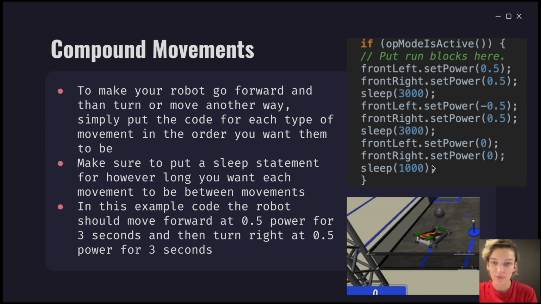And if you ever are not sure, just test it out. Have one side go positive, one side go negative. If it turns the way you want, great. If it doesn't turn the way you want, mix it up, change the values, and then it'll work. And finally here, we're stopping and just waiting a second, just having the robot stand still here because both powers are at 0. So as you can see here, these make it go forward, this makes it turn, and here it stops.